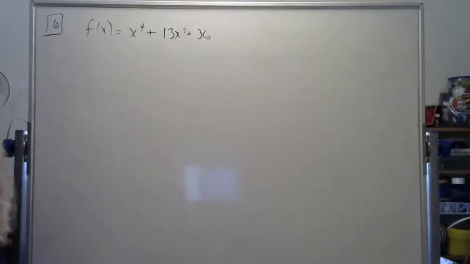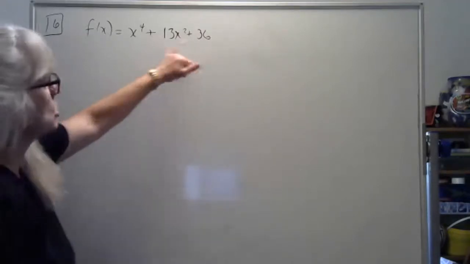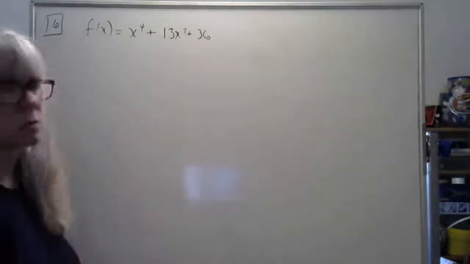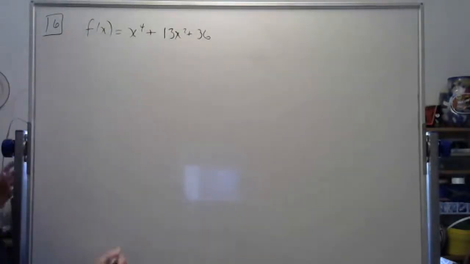So I picked this one for a couple of reasons. One of them is it's got missing terms again, so I just need to get you used to using those missing terms. How many zeros are we going to have when we're all done?